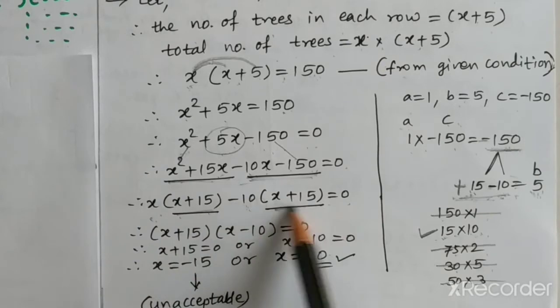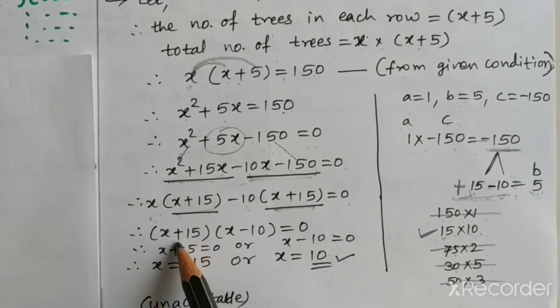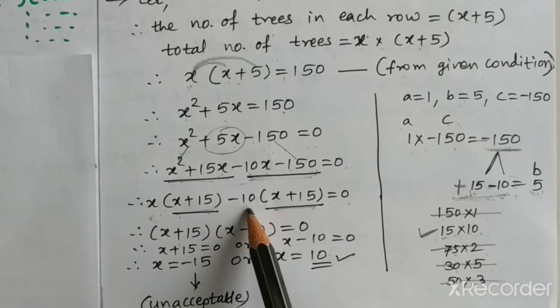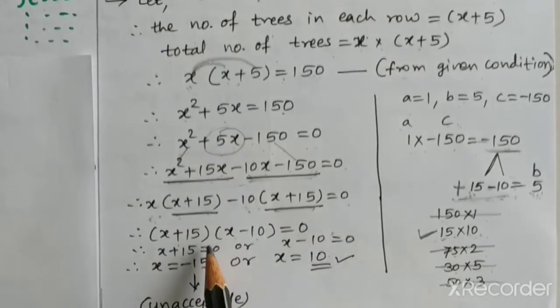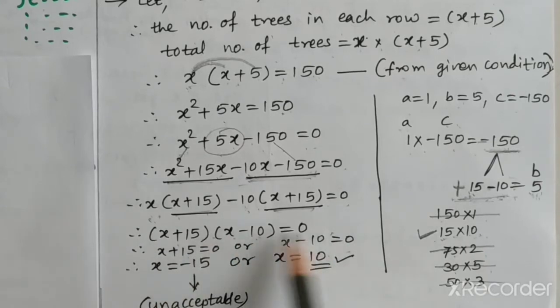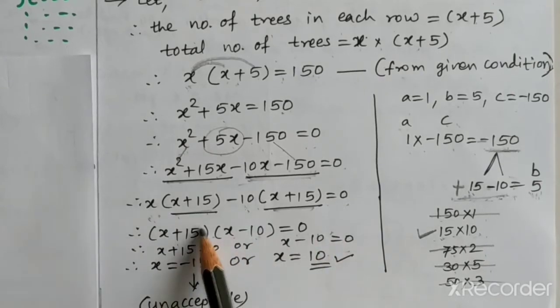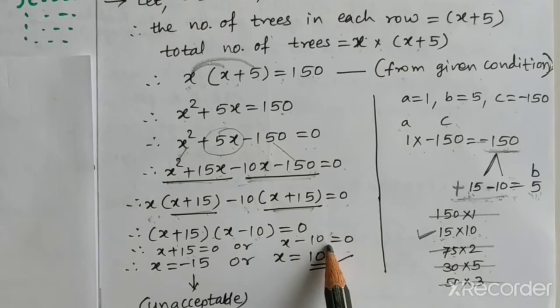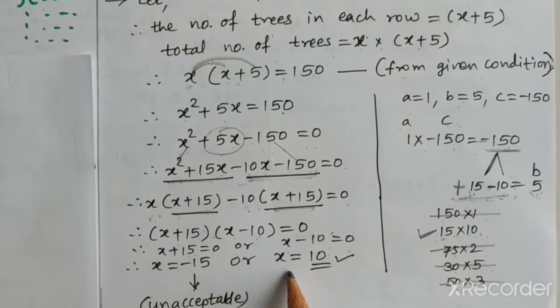Here x plus 15 is a common bracket. So take x plus 15 in the first bracket, and the uncommon factors, x minus 10, in the second bracket, is equal to 0. So first bracket is 0 or second bracket is 0, because the product of two brackets is 0. So here we solve the two brackets.